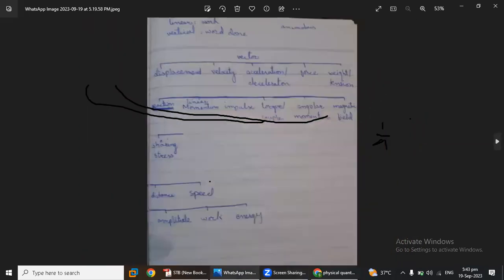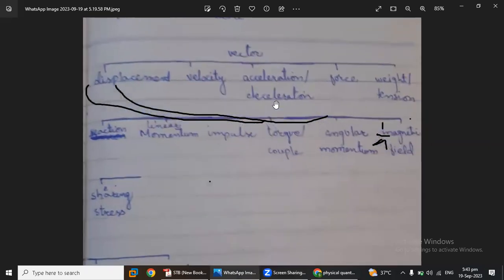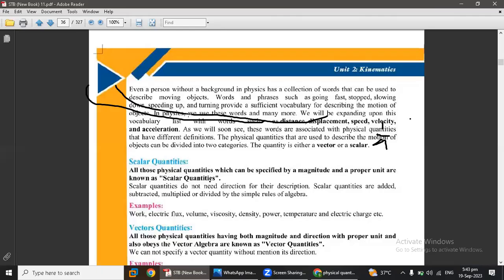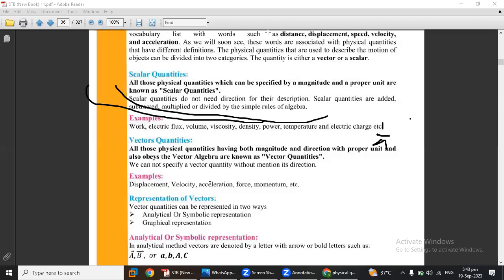Now we'll move further to the vector quantities. I don't have much written over here, but I'll be using this book to make you understand about the vector quantities. Vector quantities are those which have both magnitude and direction, with a proper unit.